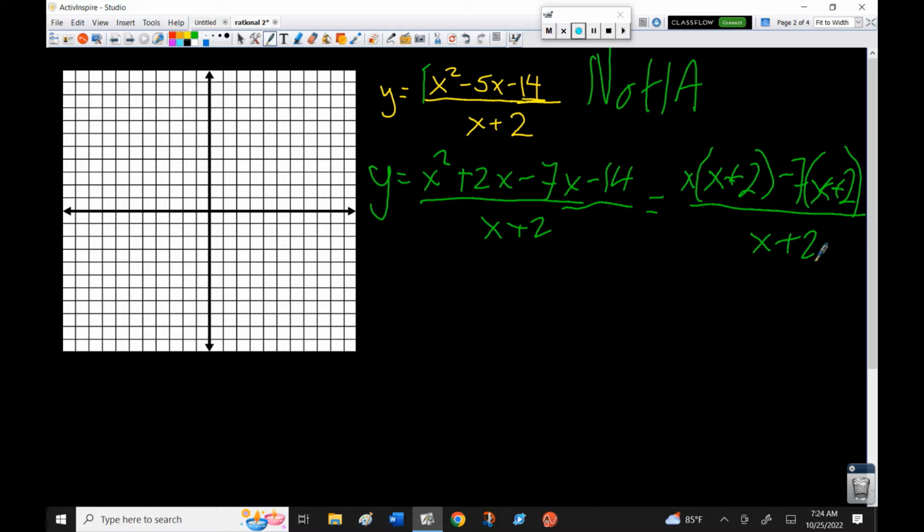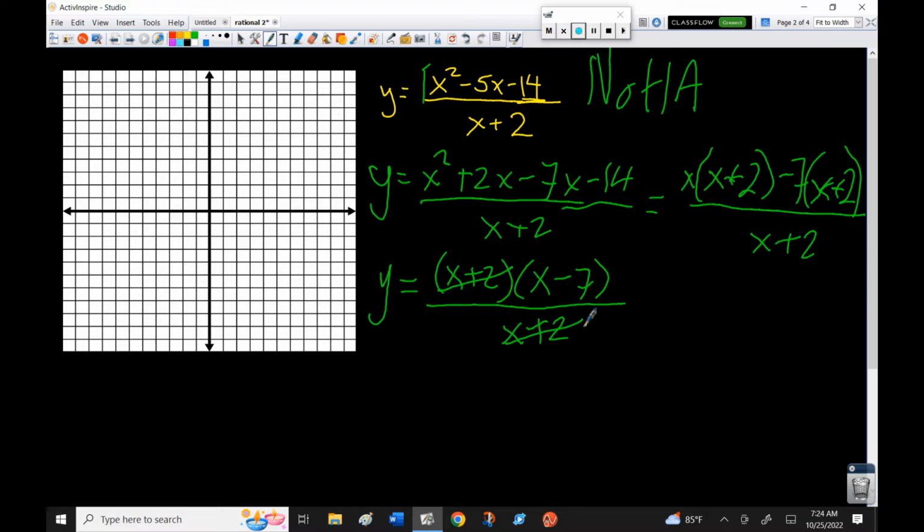When we finish factoring this, ladies and gentlemen, we're going to be left with x plus 2 times x minus 7 over x plus 2. And look what happens. These x plus 2's are going to cancel each other out. That means that there will be a hole at x equals, set that equal to 0, and you get -2. So when we get to -2, whatever this graph looks like, we got to put a hole in it.